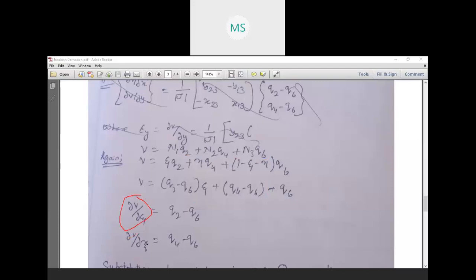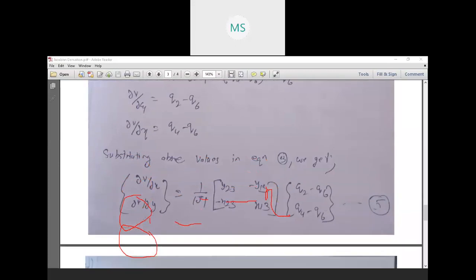del v by del eta and del v by del zeta. So from this, when we differentiate in terms of eta, you will get q2 minus q6. And when we do it in terms of zeta, which I forgot to write here, you'll get q4 minus q6. It's fine. Again, we will substitute it back to equation number 3. Same thing we will do, there is no change.